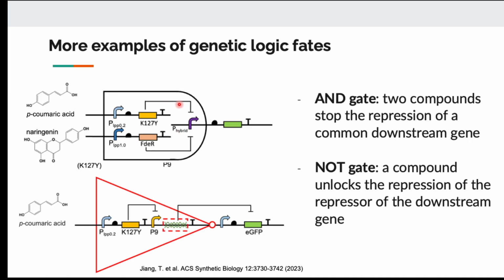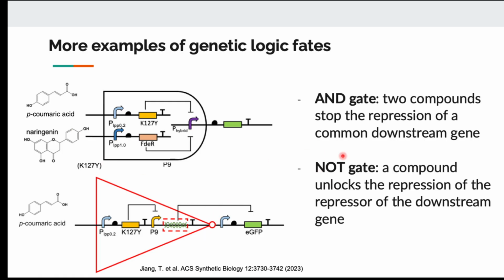So a simple design, maybe you have two upstream genes, both of them repress the promoter of the green fluorescent protein. So when you introduce chromatic acid, it turns off this K127Y. But you still have the FDER gene that still represses it. So the only way that you can activate this protein is that you have to shut off both K127Y and FDER. And that only happens if you introduce both compounds. So this is a simple design that you can control the gene activation with two conditions, two compounds.